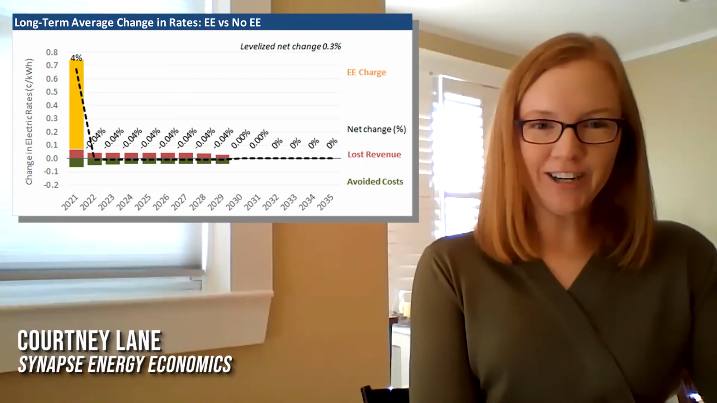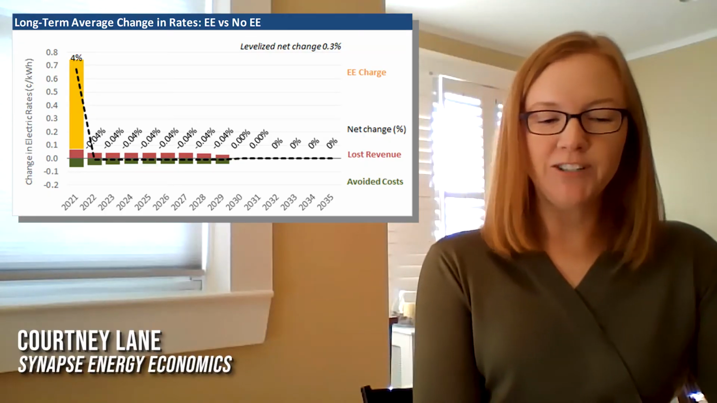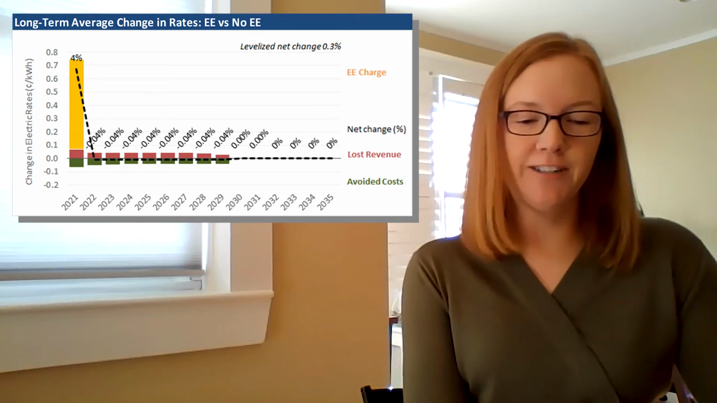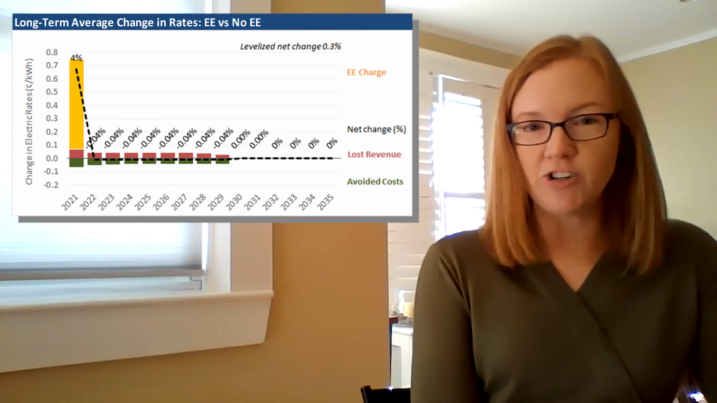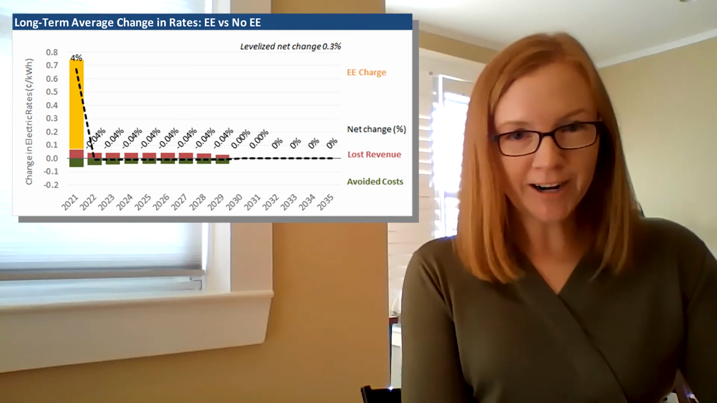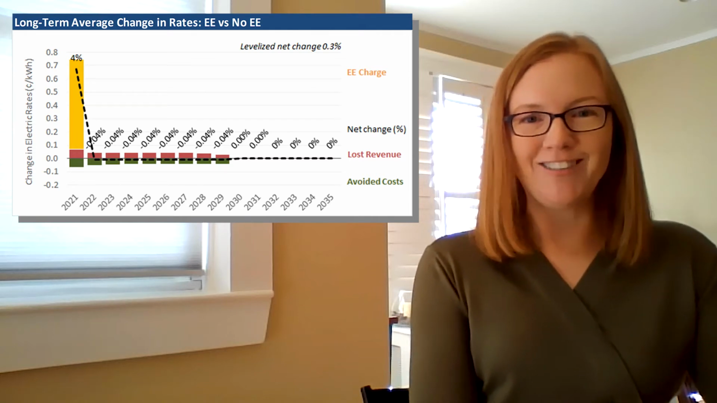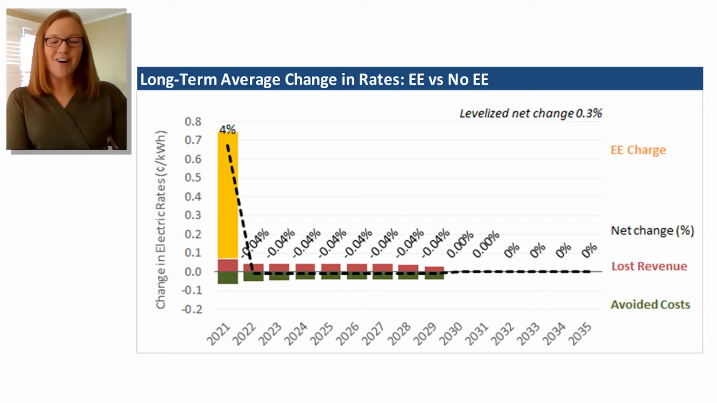Sure. The first figure I have with me is a representation of changes in residential customer rates over time from the implementation of an energy efficiency program. This is just a sample, so I won't state the utility, but this shows the long-term average change in rates over the x-axis, which is years, and the cent per kilowatt hour change in rates over the y-axis. You see change in electric rates. And there are several key components to this graph that are important.